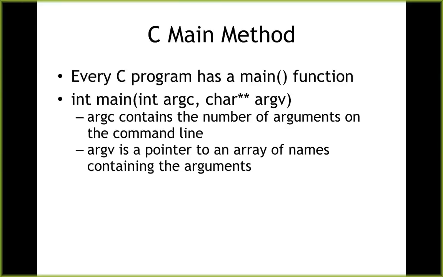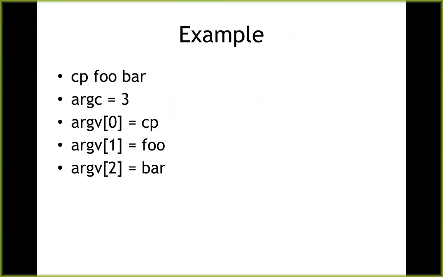So every C program starts with a main method, and the main method has arguments. argc tells it how many arguments you have, and argv is a pointer to an array of names that contain the arguments. So that's how you pass data into main. So if I copy foo to bar, cp is a program written in C. Every Unix command was written in C, pretty much. So this will copy foo to bar.